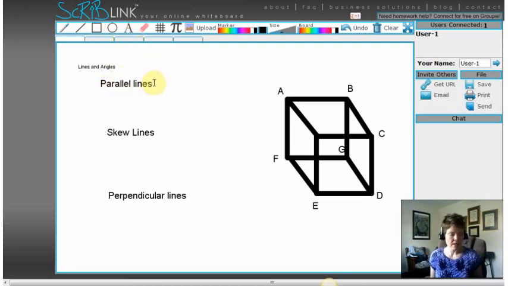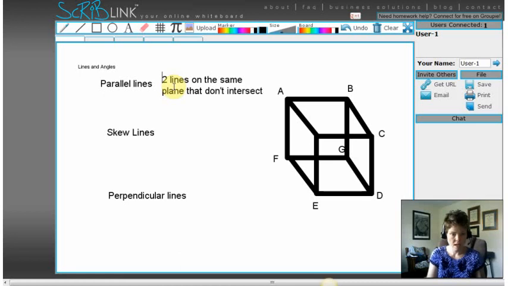Parallel lines are two lines that intersect. No, Miss X Storm, that's crazy. It's two lines that don't intersect. Two lines on the same plane that don't intersect. Okay, now a plane is a flat surface. We know that from our past lessons.